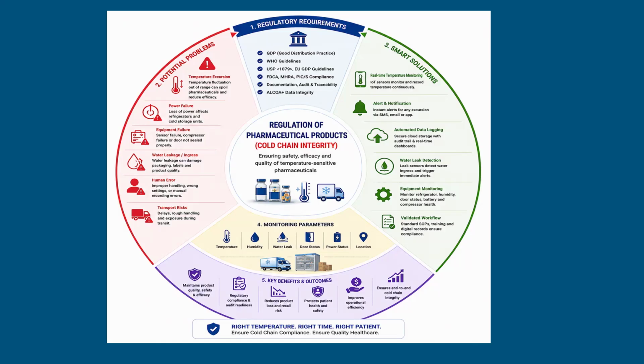Another challenge is water leakage. Water leakage is another important concern, and leakage from cooling systems can occur. There can be water leakage from ceilings, pipes, or storage rooms, which can damage packaging, labels, and pharmaceutical products. Moisture can also affect the storage conditions and regulatory compliance. Here there can also be incorrect human handling, wrong storage settings for the medications, and improper loading or manual recording errors can lead to product loss.